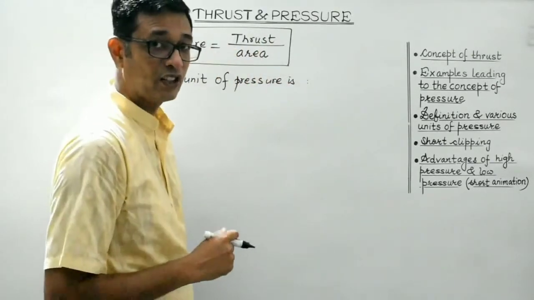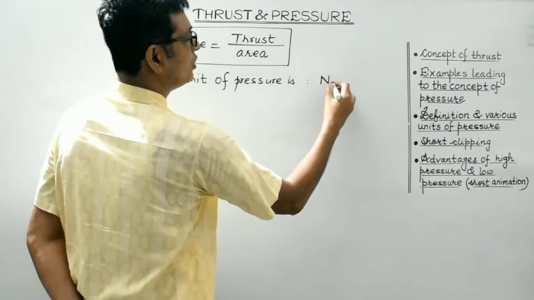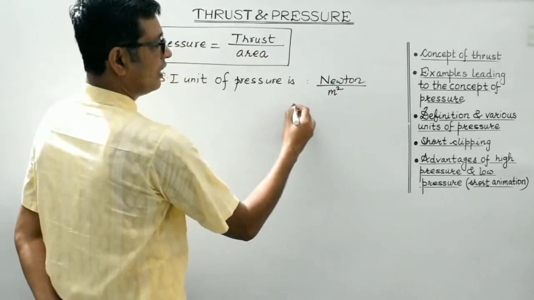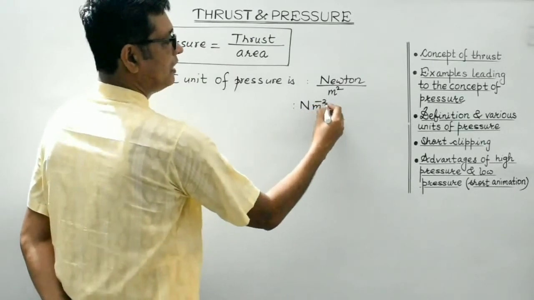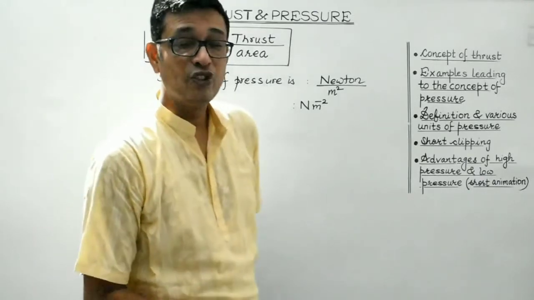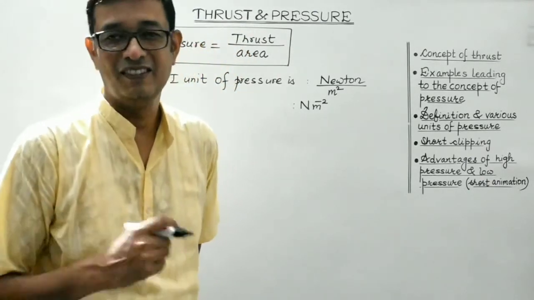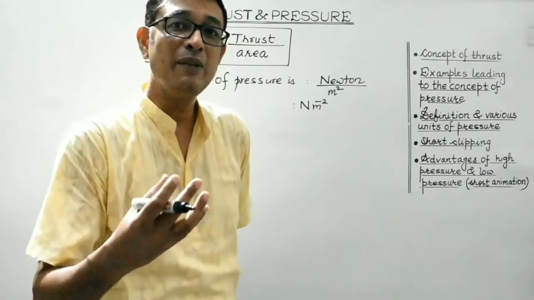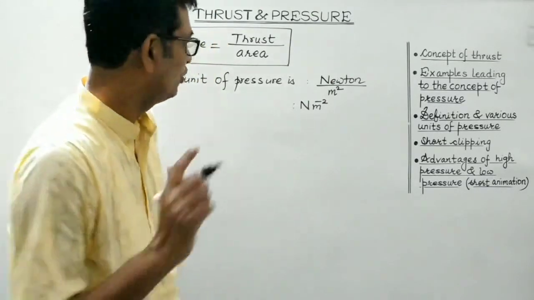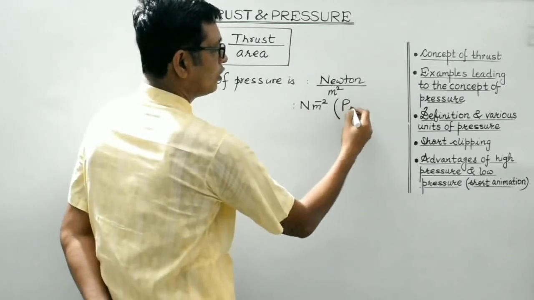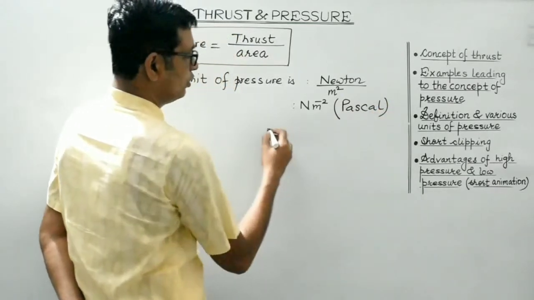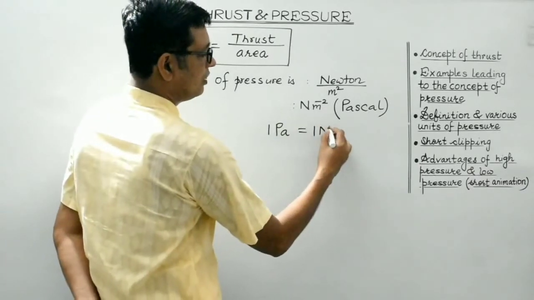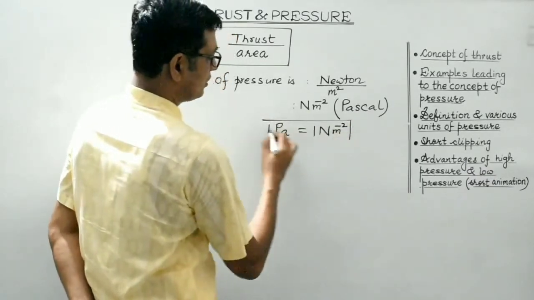Thrust, as you are aware, is force, so its SI unit is Newton. Area, its SI unit is meter square. Therefore, the SI unit of pressure is Newton per meter square. And students, Newton per meter square is also known as Pascal. Pascal is the unit we use, named after the great scientist Blaise Pascal. So remember, the SI unit of pressure is also known as Pascal. 1 Pascal is represented like this, P in capital letter, A in small letter. It is equal to 1 Newton per meter square. Clear, students?